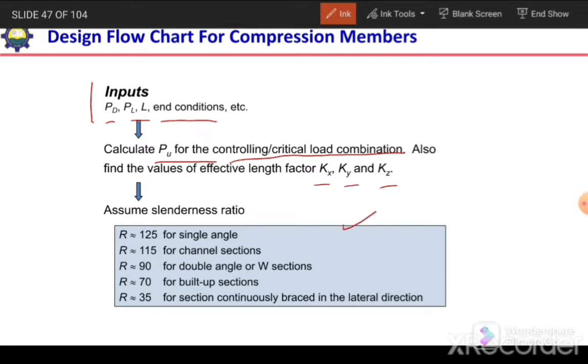So here we have a guideline. For single angle, we can assume r is equal to 125, for channel section 115, for double angle or W section 90, for built up sections like double C back to back or face to face, we can assume 70, and for sections continuously braced in the lateral direction, we can use r is equal to 35. So we need to initially assume the slenderness ratio value, because at that stage we do not know the dimension of the section.